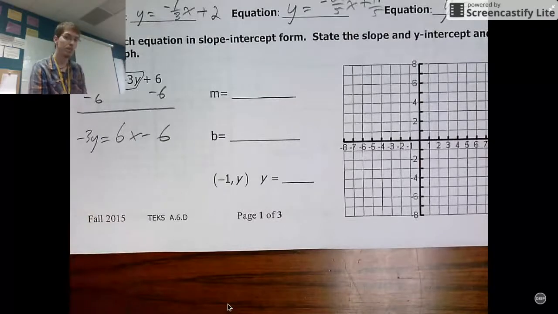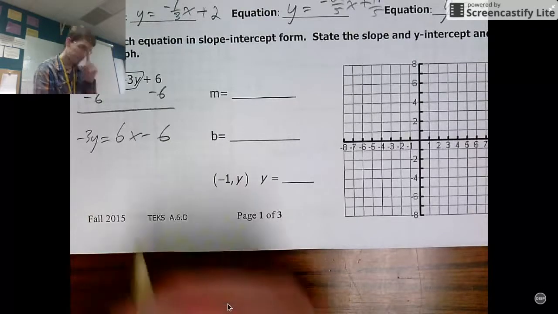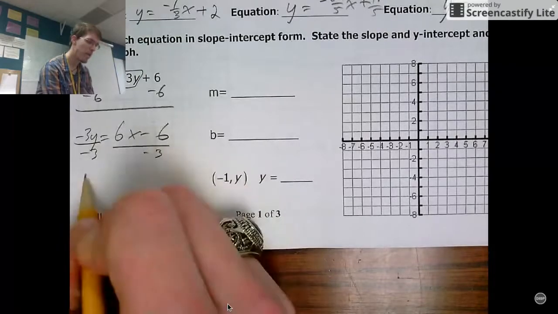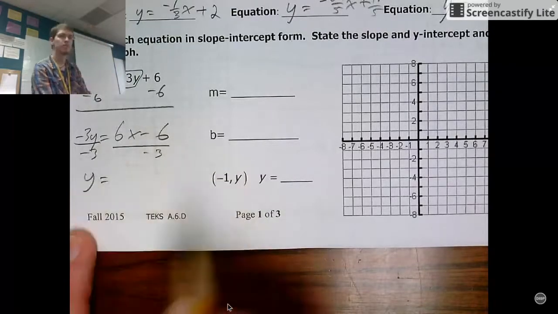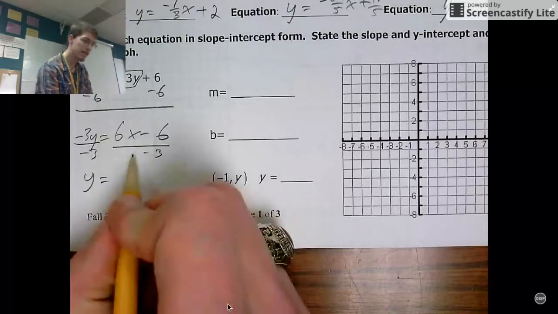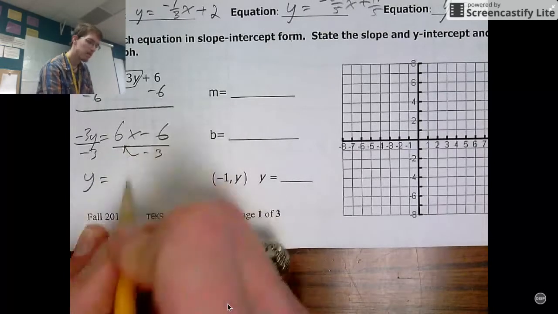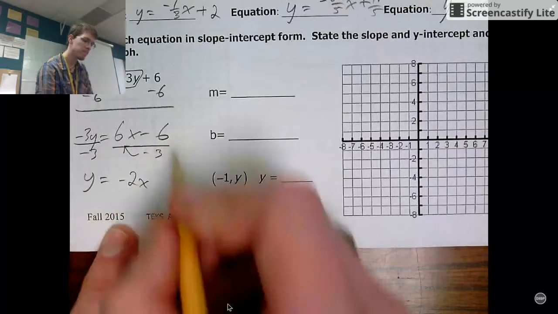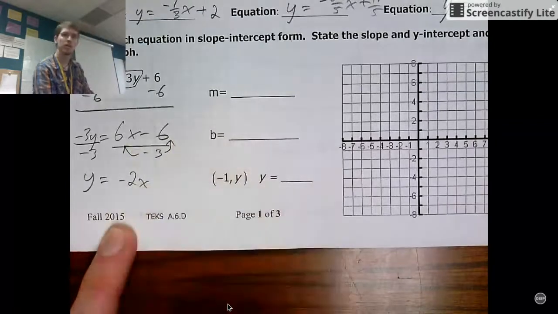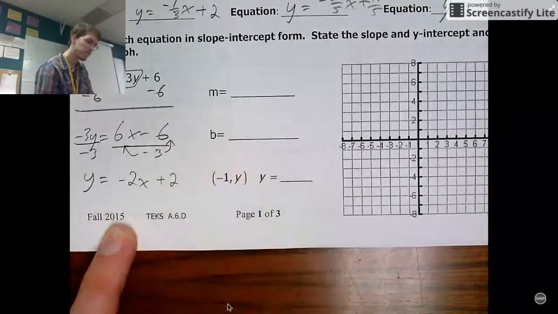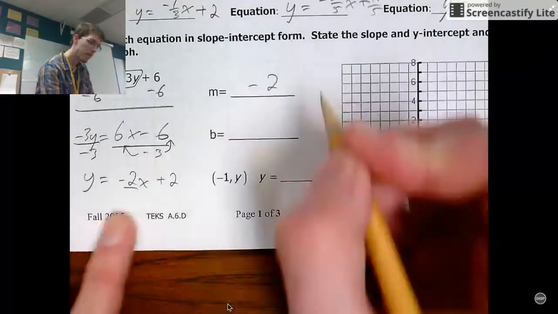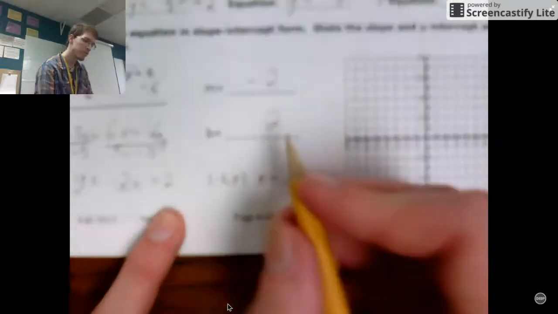Okay, so is y by itself yet? Not quite. We need to get rid of this negative 3, so divide by negative 3. Negative 3 divided by negative 3 is 1, so we get just y there. 6x divided by negative 3 gives us a negative 2, with an x beside it. And negative 6 minus 6 divided by negative 3 is a positive 2. All right, so our slope is negative 2. Our b is 2. So as a point, that's 0, 2.